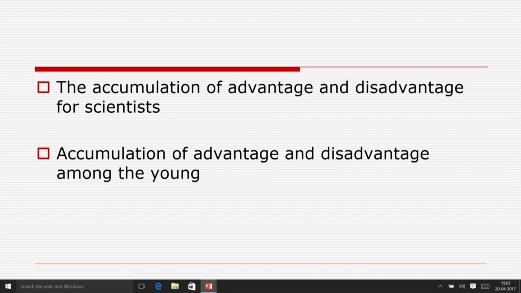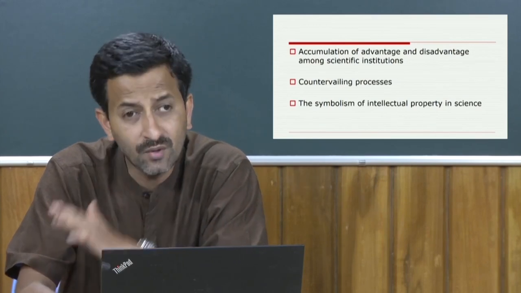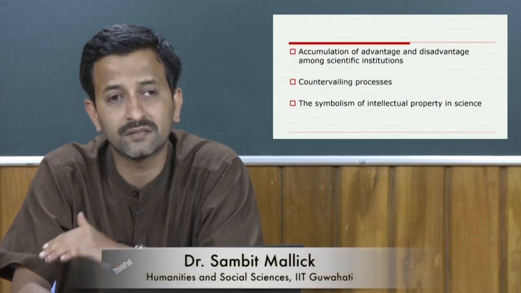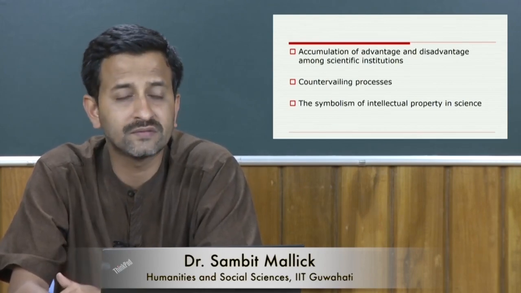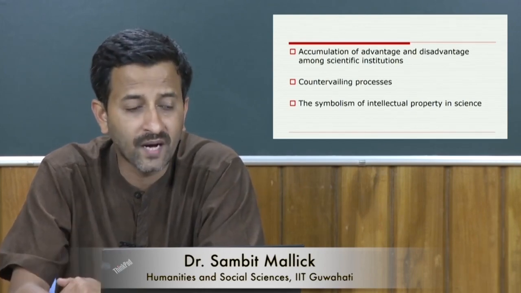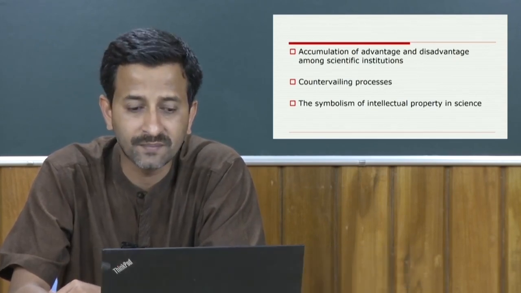In the lectures to follow, we are going to discuss the accumulation of advantage and disadvantage among the young scientists, the accumulation of advantage and disadvantage among research organizations, scientific institutions, research institutions, and so on, followed by countervailing processes and the symbolism of intellectual property in science.